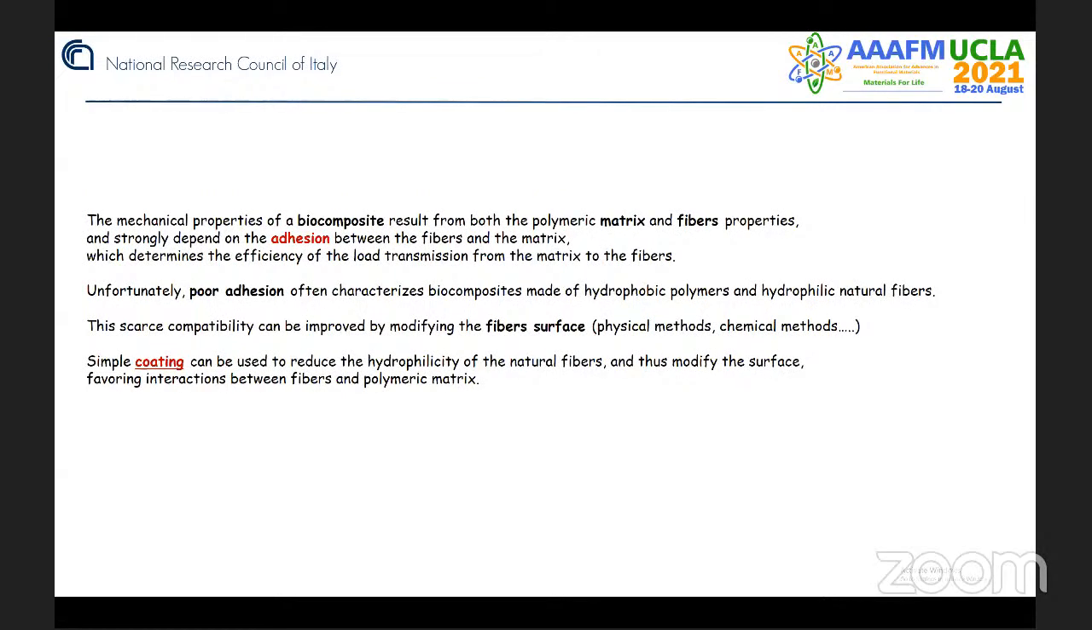The mechanical properties of a biocomposite depend on the matrix and fiber properties and also on the adhesion between the fibers and the matrix. Poor adhesion often characterizes biocomposites because natural fibers are hydrophilic and polymers are hydrophobic or less hydrophilic. The poor compatibility can be improved by modifying the fiber surface with physical or chemical methods, but also simple coating can be used.